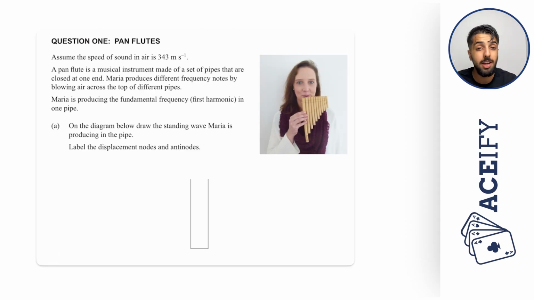Okay, question 1. A pan flute is a musical instrument made of a set of pipes that are closed at one end. Maria produces different frequency notes by blowing air across the top of the pipes. Maria is producing the fundamental frequency, which is the first harmonic, in one pipe. On the diagram below, draw the standing wave that Maria is producing in the pipe. Label the displacement nodes and antinodes.